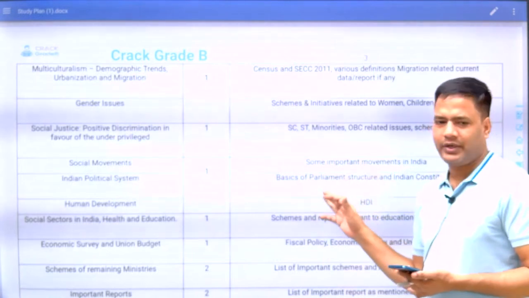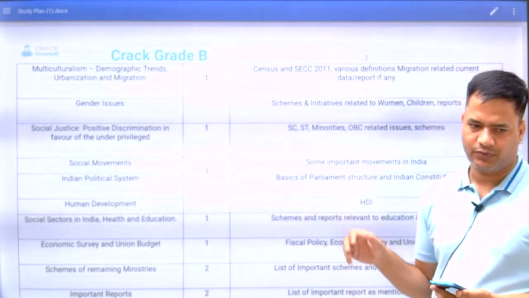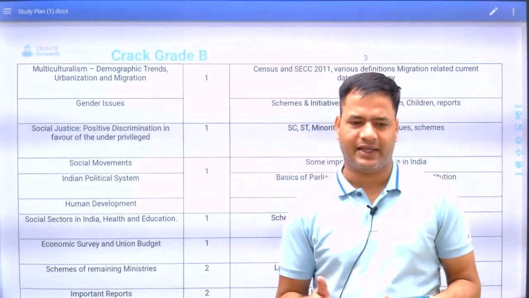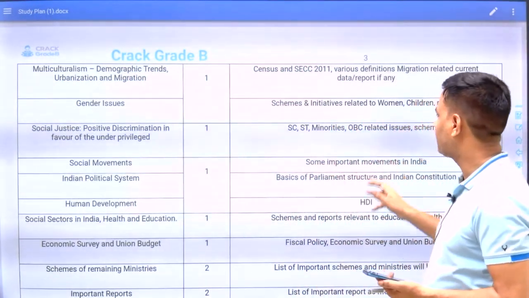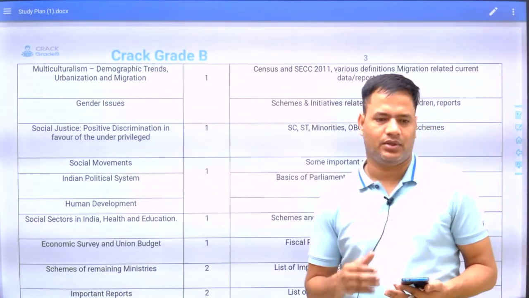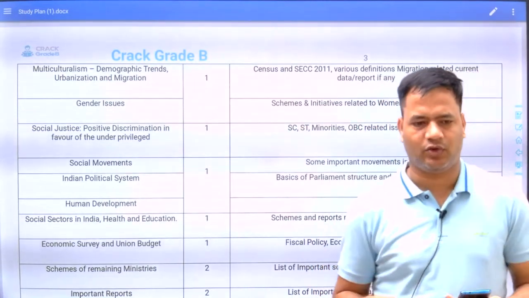So this is a very important chapter, the Ministry of Social Justice and Empowerment. They can ask in the NABARD exam also. So this is a very important topic. You have to study various issues related to SC, ST and OBC.